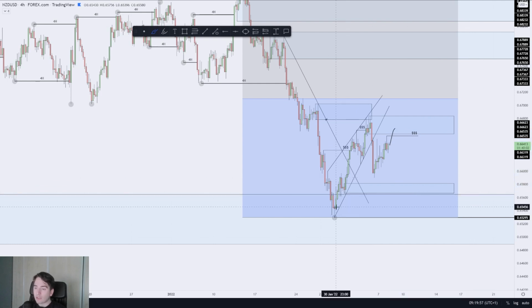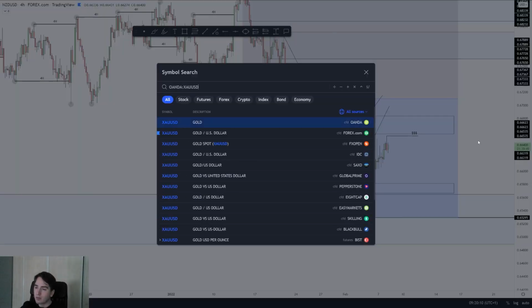I'm interested in shorts due to the fact that the internal structure over here has now flipped bearish, which is in line with the overall external structure. So that is that. Let's move to our last pair, which is gold.